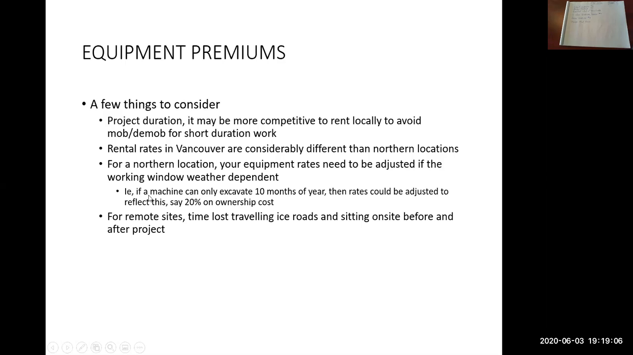What's this example here? If a machine can only work or excavate 10 months a year instead of 12 months, then you might need to adjust your rental rate to reflect this. So you may have to bump your ownership cost up some amount to account for this.